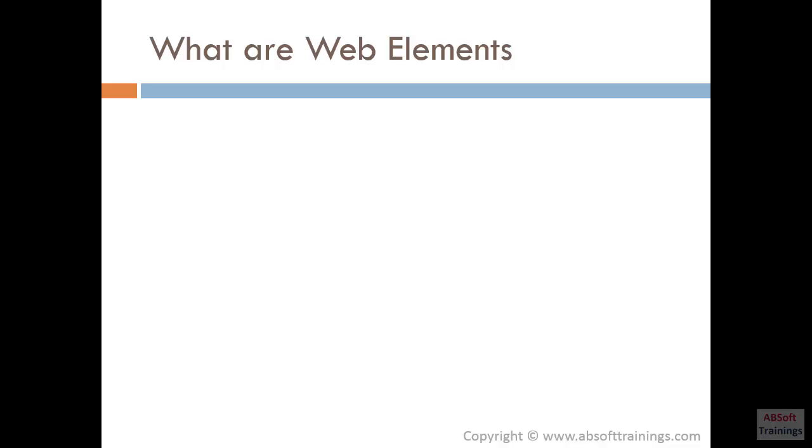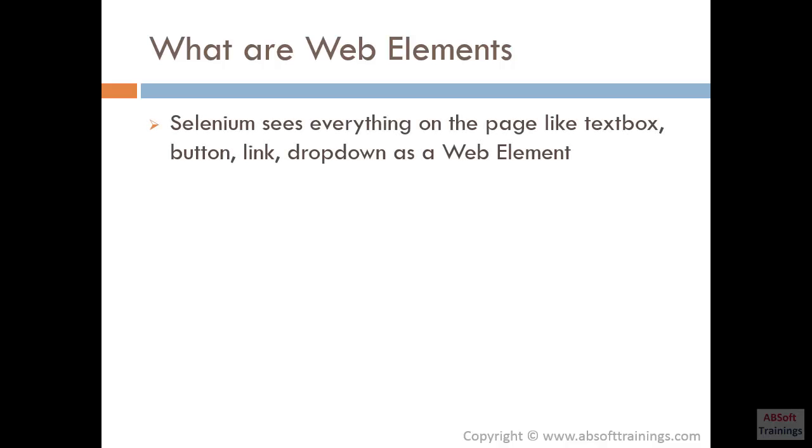In this tutorial, we'll be looking at web elements, what are web elements, and different locating strategies like By dot, whatever locating strategy like id, XPath, name, all those. Then finally we'll be looking at different inspecting tools for different browsers. Let's get started. Selenium sees everything on a web page as a web element.